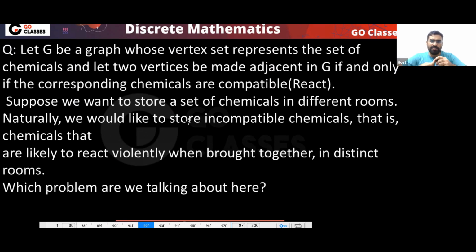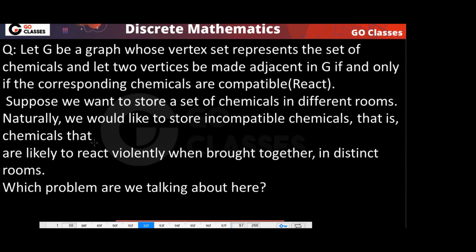Read this question and tell me which problem we are talking about here. Let G be a graph whose vertex set represents the set of chemicals. Two vertices are adjacent if and only if they are compatible, means they react. Suppose we want to store a set of chemicals in different rooms. Naturally, we would like to store incompatible chemicals in different rooms. So which problem are we talking about here?